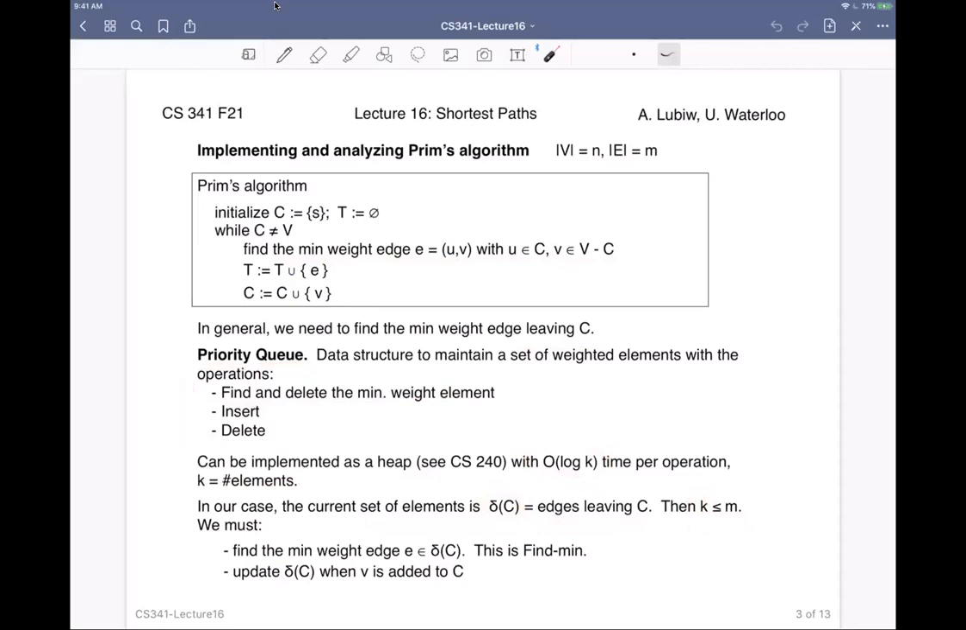Now, the elementary things we must do inside Prim's algorithm is find the minimum weight edge that's in our boundary set, delta of C. So that's a find min operation. And then we need to see, how do I update that set of boundary edges when the vertex V is added to the set C? So we're going to look at that a little more carefully, then put things together and say how many of each of these operations am I doing?